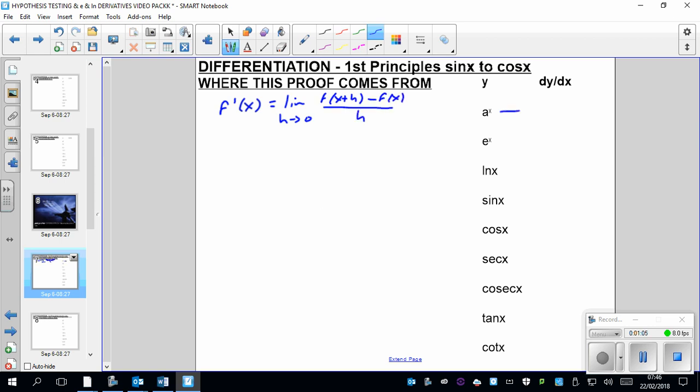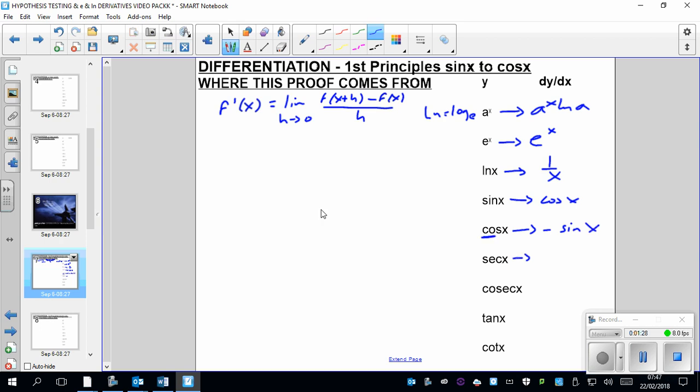And a quick check of the differentiation table. So we really should know this off by heart now. So a to the x goes to a to the x ln a. Remember ln is just log base e, isn't it? e to the x, that lovely function that differentiates to itself. ln x goes to 1 over x, sine x goes to cos x, and that's what we're going to prove. Cos x goes to minus sine x, why minus? Because it starts with a co.